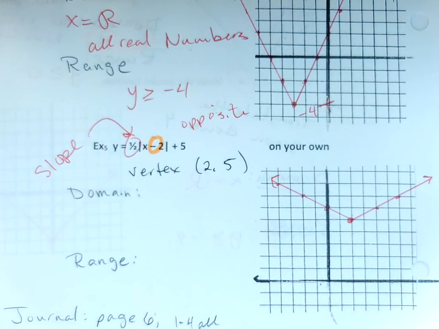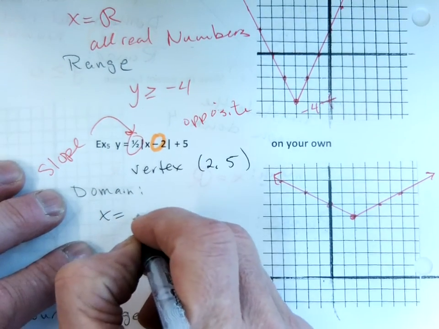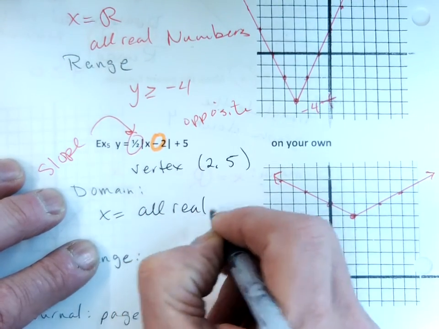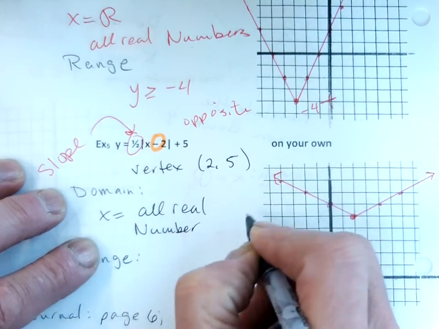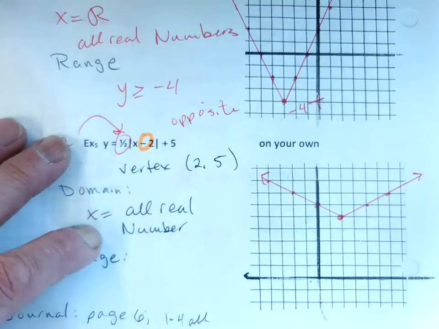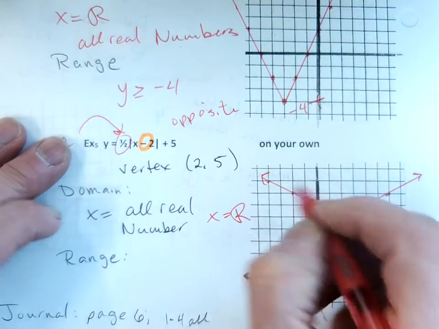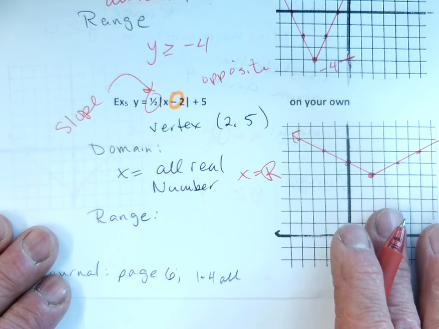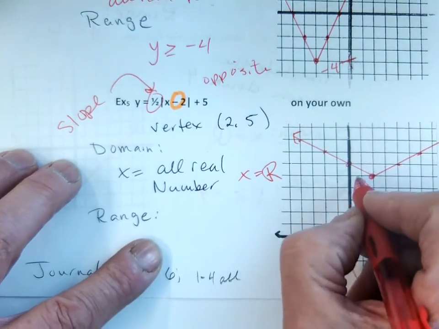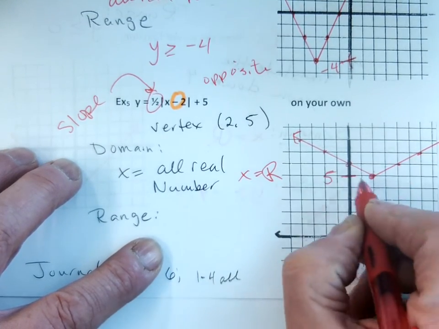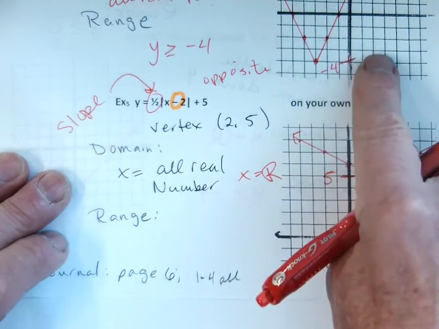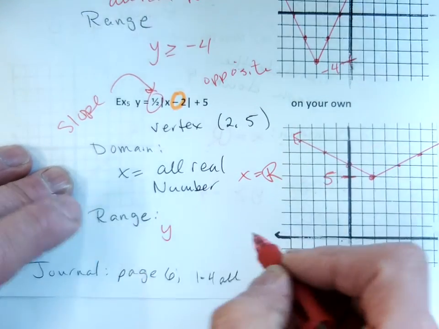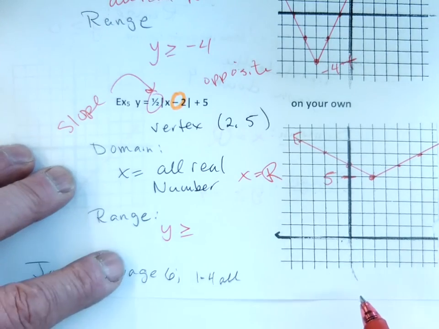Domain. Grace, go ahead. What's the domain? All real numbers. Good job, Grace. X equals all real numbers. You guys see why I like symbols? Symbols are so much better. All real numbers, or how about just cursive R, same thing. How about the range? Its lowest value is at 5, isn't it? Its lowest value is at 5, and then it goes up. So I'm going to go y is greater than or equal to 5.